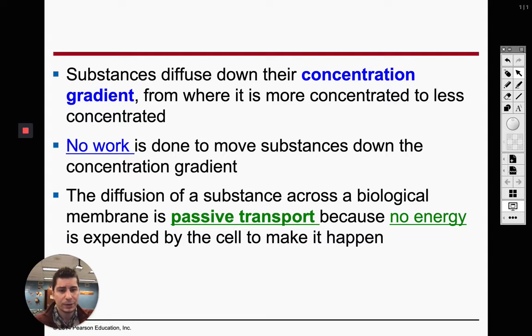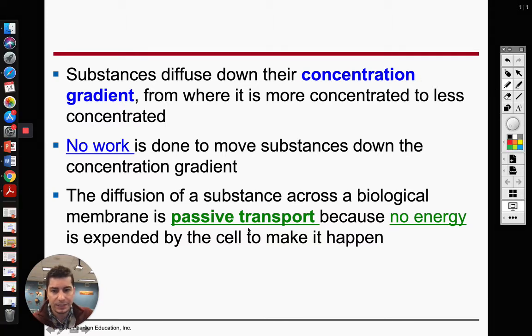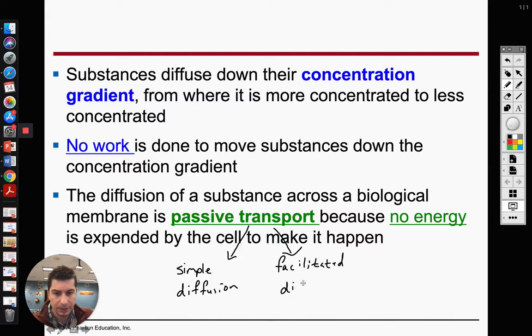In passive transport, so here I'll label them for you here. In passive transport, this is going to be simple diffusion, it's going to be facilitated diffusion. This is a word we'll go over shortly.